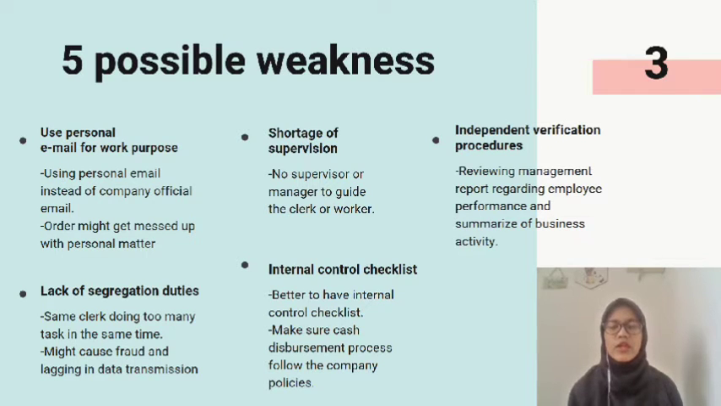So today I will continue about five possible weaknesses in the Sampin and Songket enterprise of purchase and cash disbursement. So first, they use their personal email for work purposes. They are using their own personal email instead of their company official email, and this might mess up their orders with personal matters.